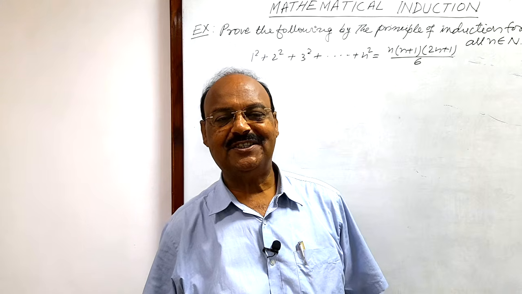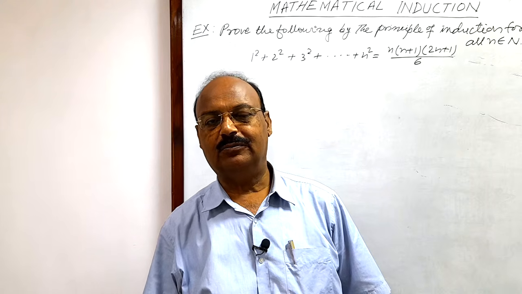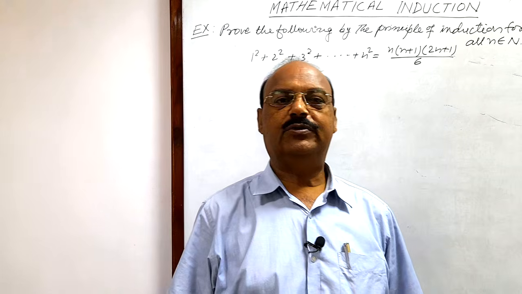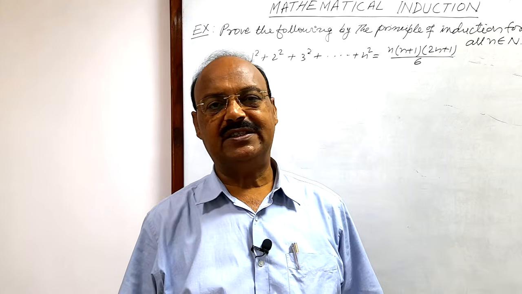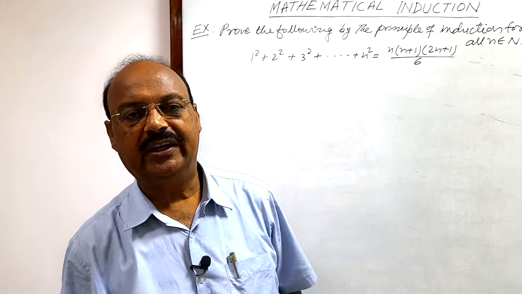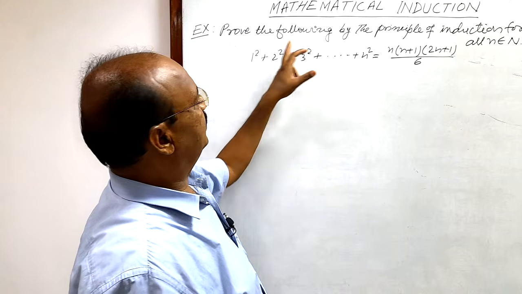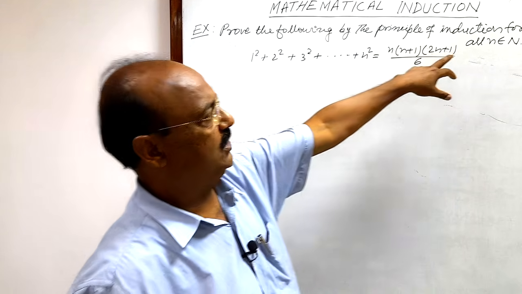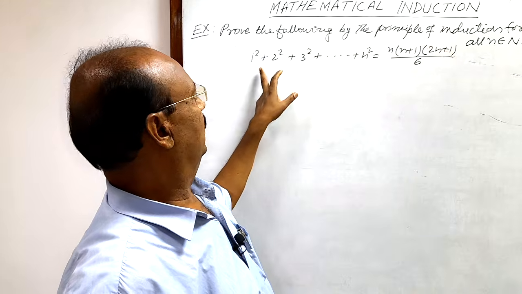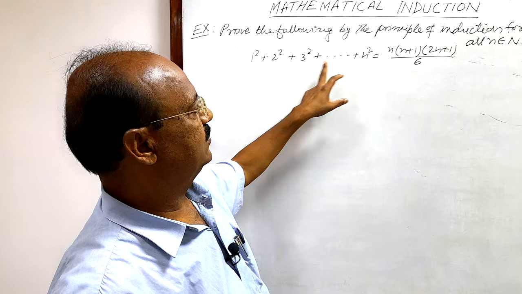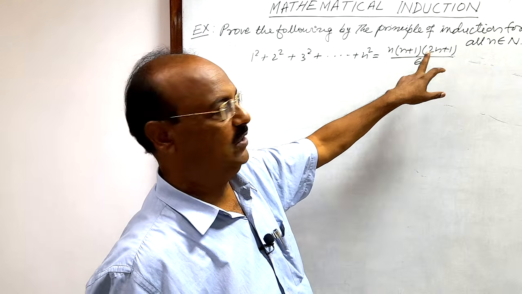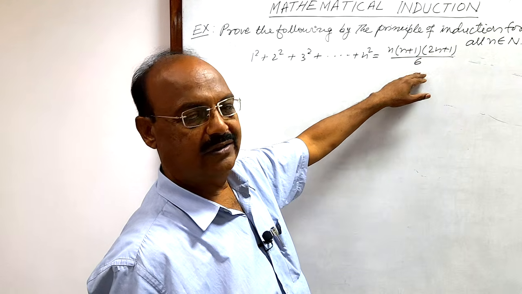Welcome students. Let us see a very interesting and important problem from the chapter mathematical induction, which we will prove by the principle of mathematical induction. Here the question is: prove the following by the principle of induction for all natural numbers n. 1 square plus 2 square plus 3 square plus up to n square is equal to n into n plus 1 into 2n plus 1 divided by 6.